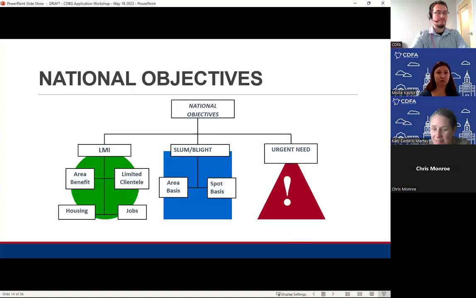There are 4 ways, I should mention, that are outlined on the slide for how you can meet that LMI benefit. This includes using an area benefit, and looking at limited clientele. Housing projects have their own LMI criteria, and then economic development projects have their own for job creation. So in the next couple slides, we're going to dive a little deeper into those 4 ways that you can meet that LMI objective.